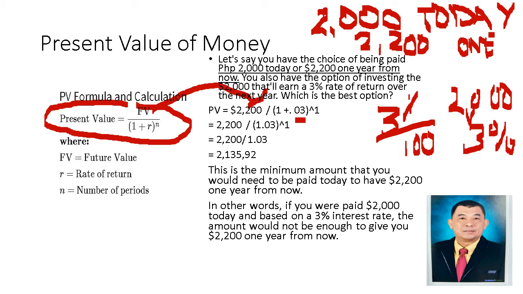Next, you have to substitute those values in the formula. So 2,200, you process again this one. It gives you 1.03 raised to the 1 year, and then you divide 2,200 by it. So it gives you this amount, 2135.92. So this is the minimum amount that you will need to be paid today to have 2,200 1 year from now. So 2135 is less than this amount. In other words, if you were paid 2,000 today and based on this 3% rate of return, the amount would not be enough to give you 2,200 1 year from now.